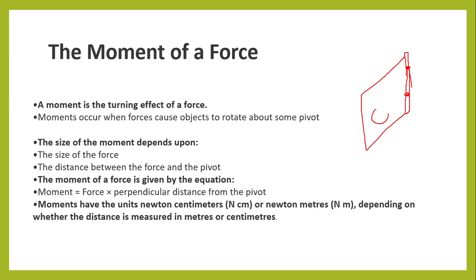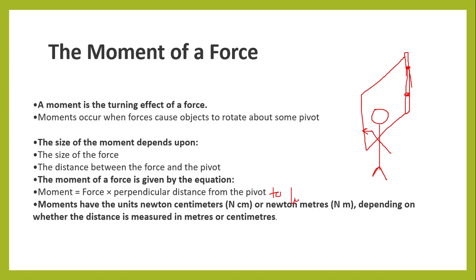Now I'm standing over here, this is just a random person standing like this, and they push the door in this direction. They push it with some amount of force. Now that force multiplied by the perpendicular distance from the pivot gives us the moment. The perpendicular distance from the pivot of what? The perpendicular distance from the pivot to the line of action of force.